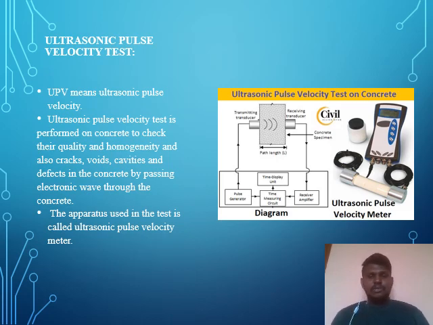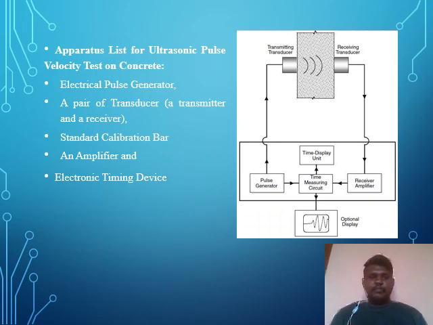The apparatus used in the test is called the ultrasonic pulse velocity meter. The apparatus used for UPV includes an electric pulse generator, a pair of transducers, a standard calibration bar, an amplifier, and an electronic timing device, which is shown in this picture.